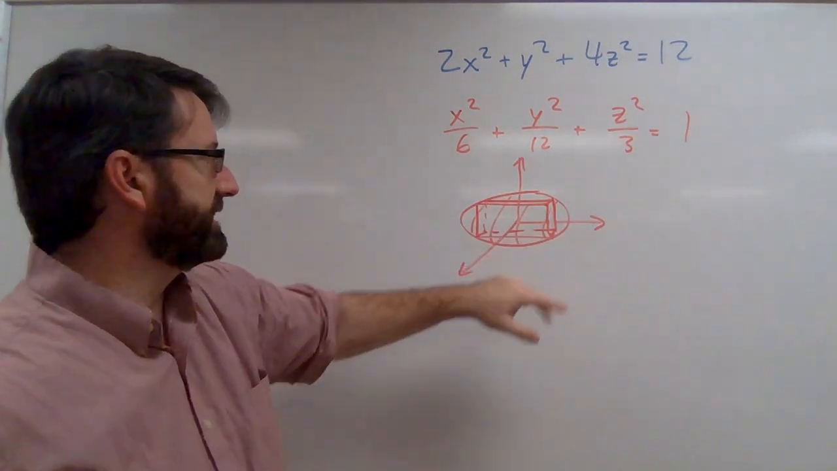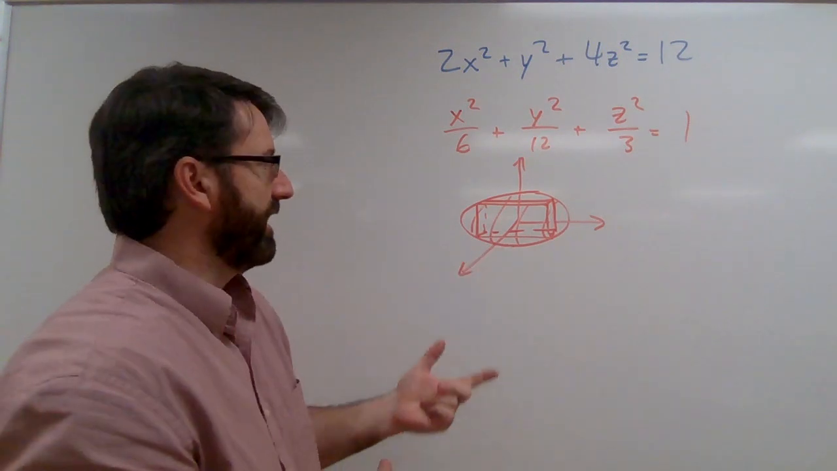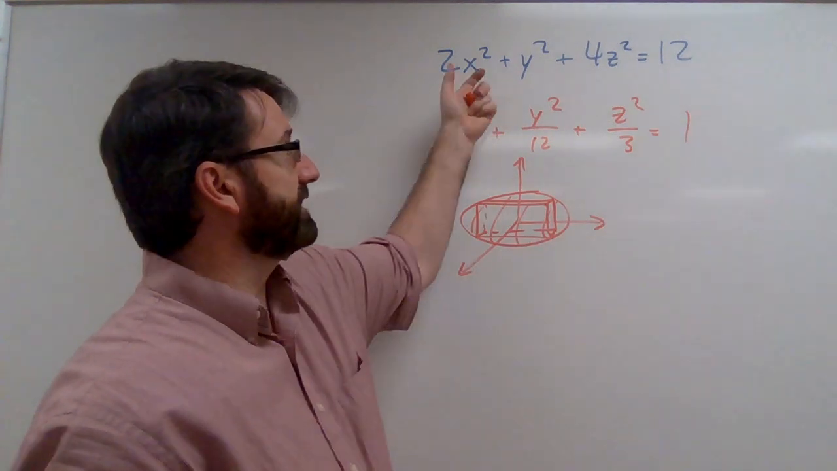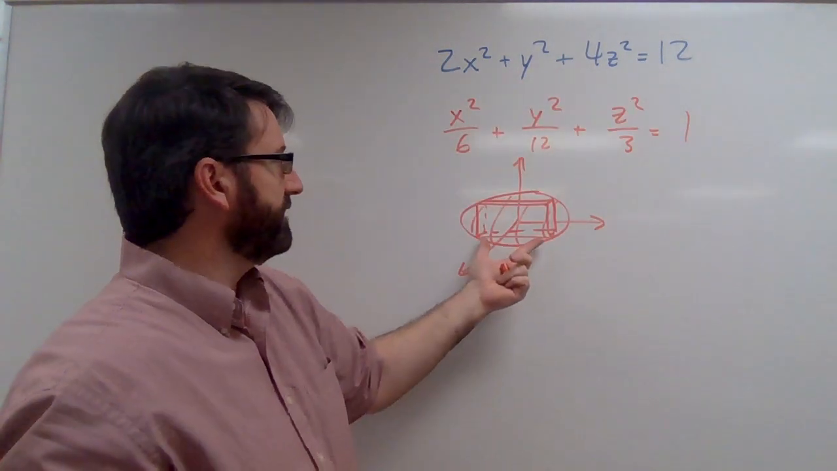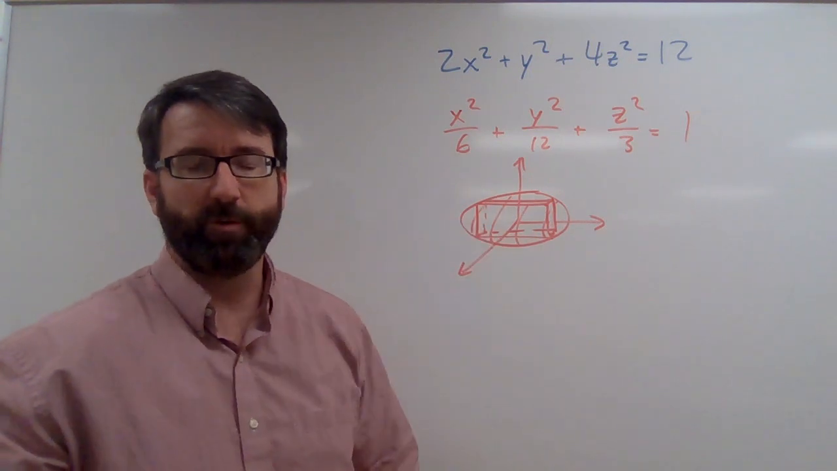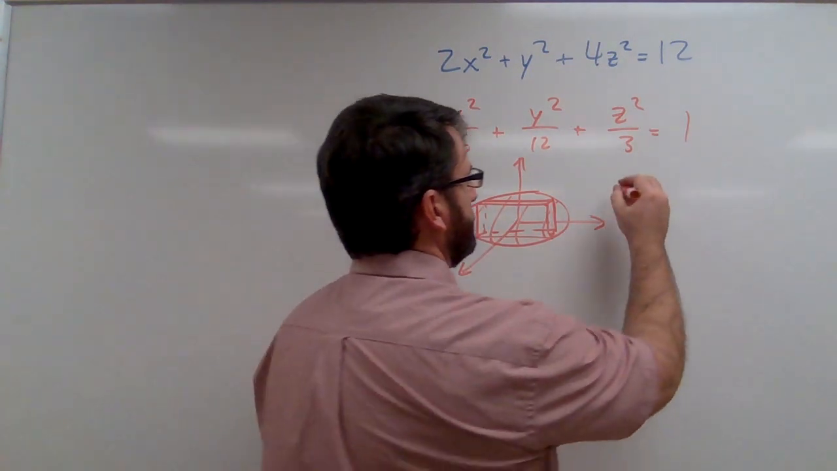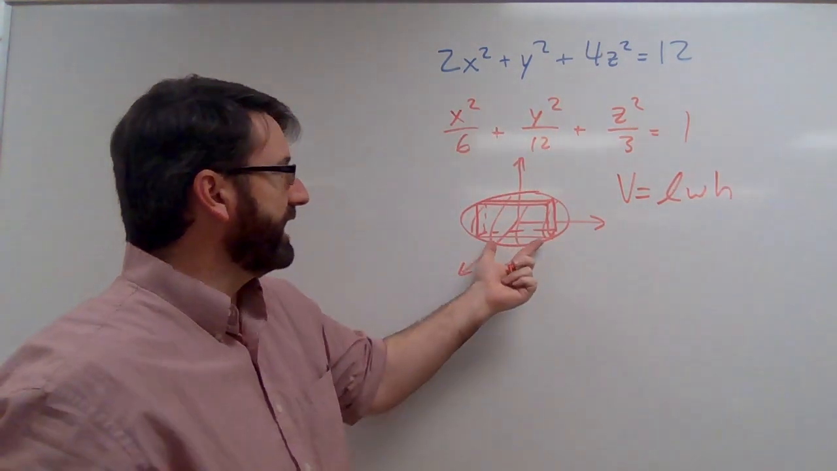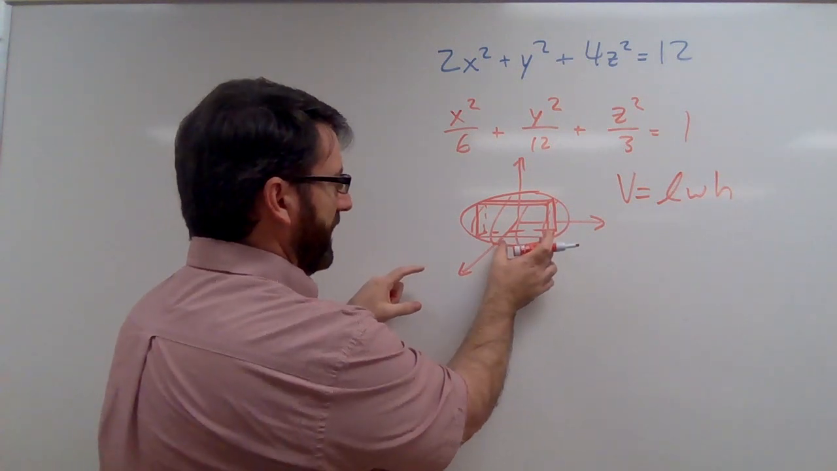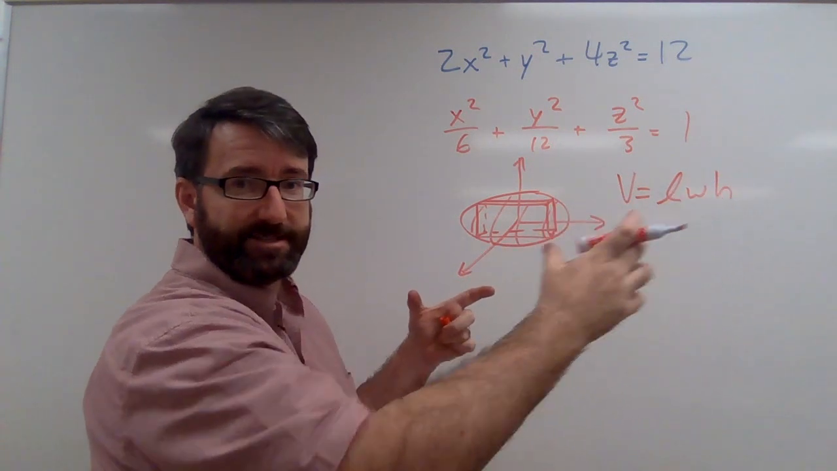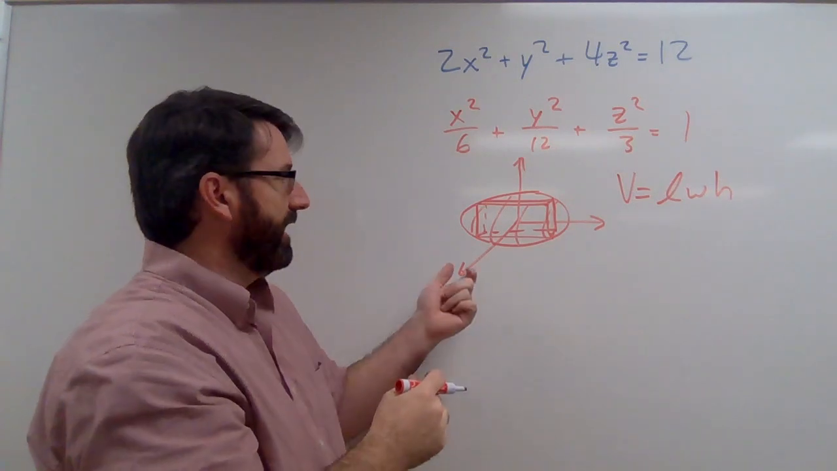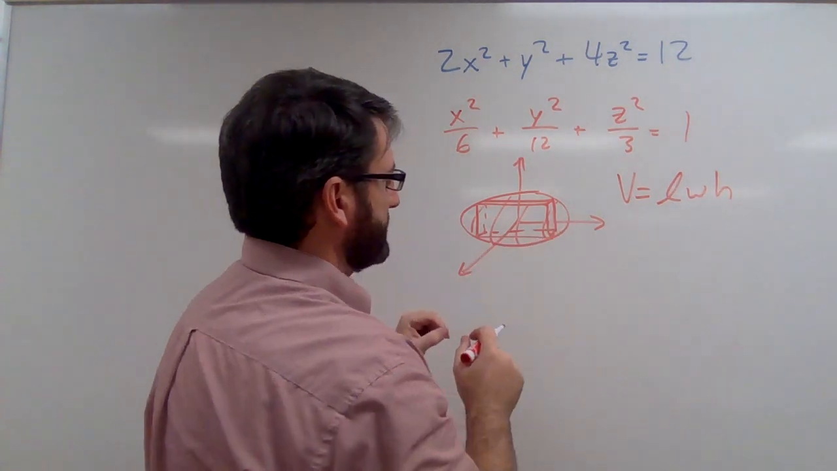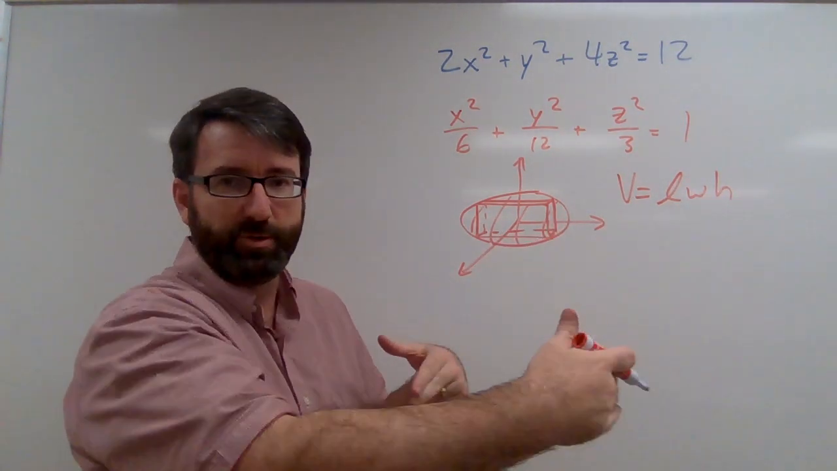So we've got this little rectangular box in there, and we want to figure out the maximum volume of that box. Okay, so this ellipsoid is our constraint. We need to come up with a function for the volume of that box. Well, volume is equal to length times width times height. Our length here is going to be, we're going to go out x units on either side of the x-axis, so we've got x and minus x going out on either side. So the length will be 2x.